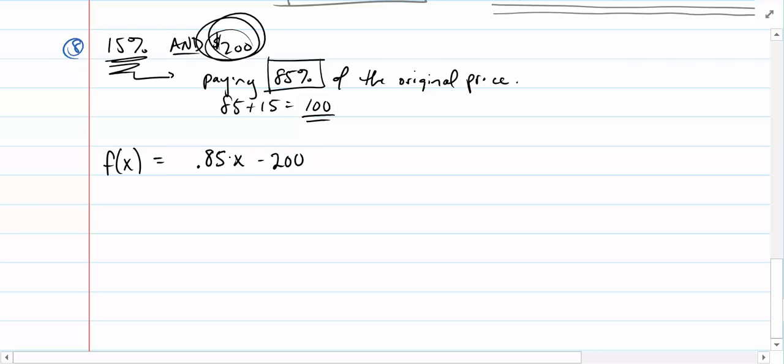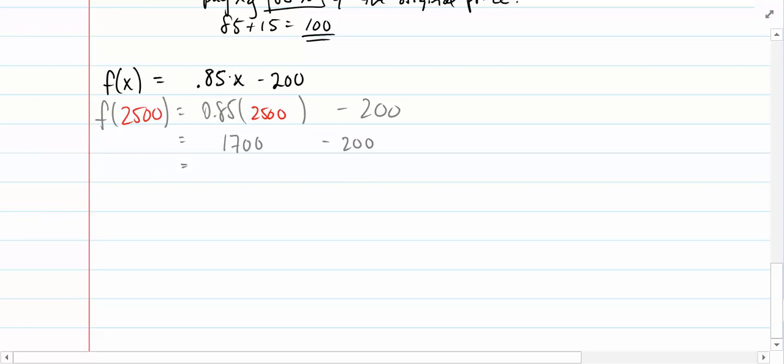And as an example, if I am inputting a value f of 2,500, that would be 0.85 times x minus 200. Again, that x was 2,500. Off the screen, I calculated that 0.85 times 2,500 is 1,700. We still need to subtract 200 from that. This leaves me with 1,500 as the result. So f of 2,500 is 1,500.